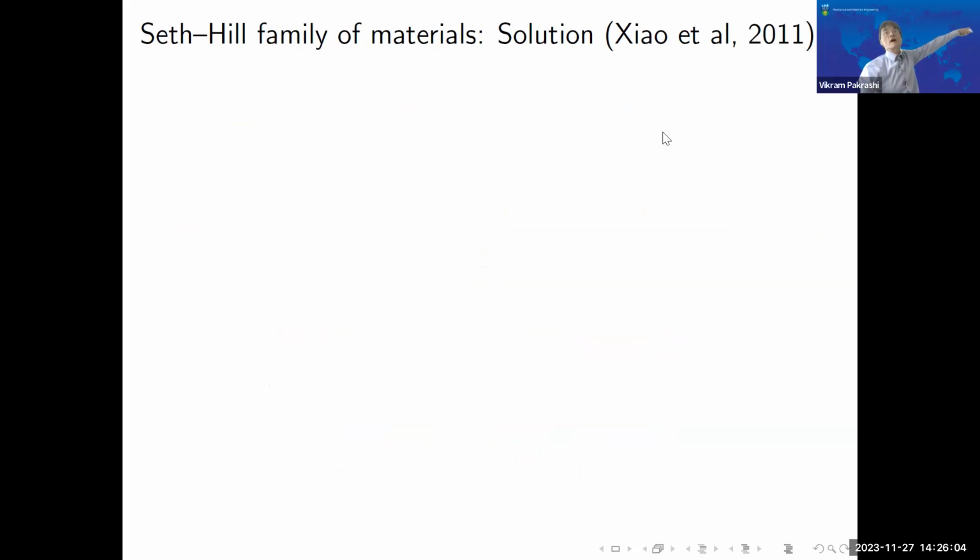This is the solution by Xiao. I actually derived it myself, only to find out that it was derived by him some 10 years ago. I'm sorry, that's not very good, but it is what it is. So this is the result that Xiao actually presented in 2011.